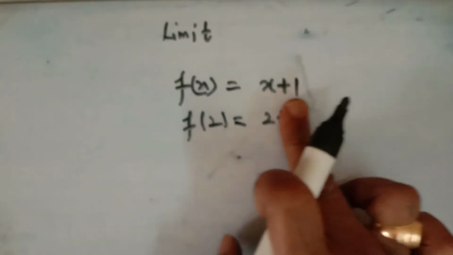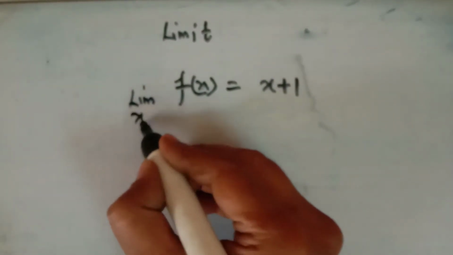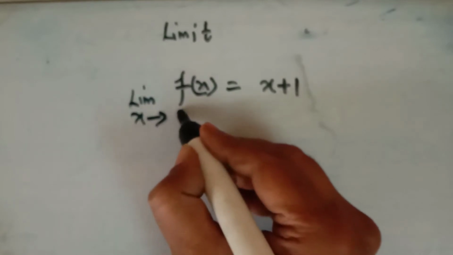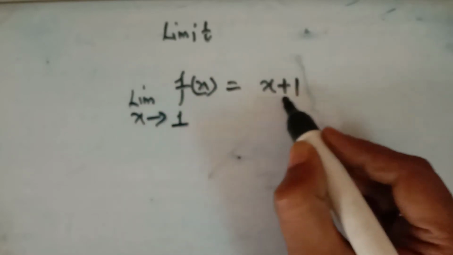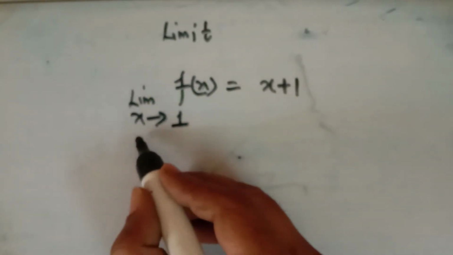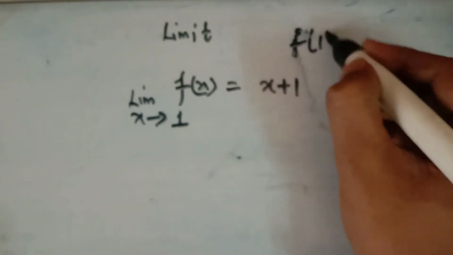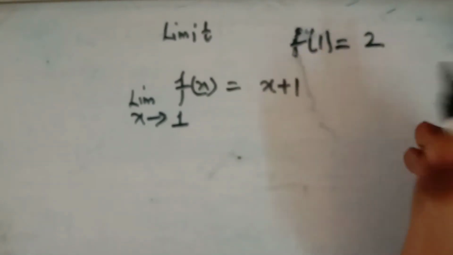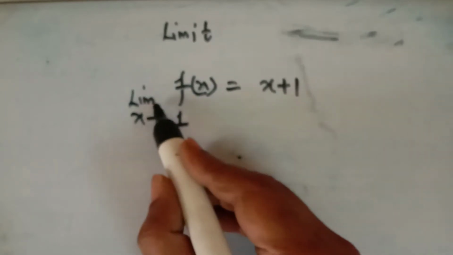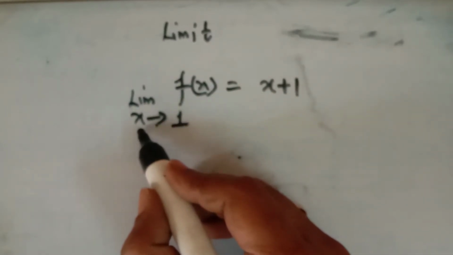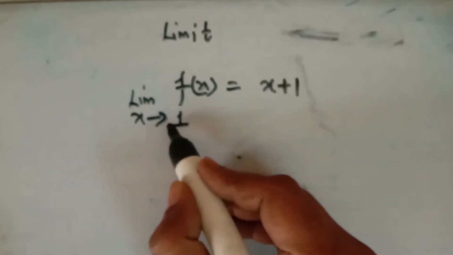This is the value of the function. Now what is the limit? Limit is written as limit x tends to 1. What is the change in the value of the function f(x) equal to x plus 1 as the value of x is approaching 1? We have done already that the value of the function at 1 is 1 plus 1, that is 2. Now what is the difference when the value of x is changing or approaching 1, either from a smaller value than 1 or from a greater value than 1?